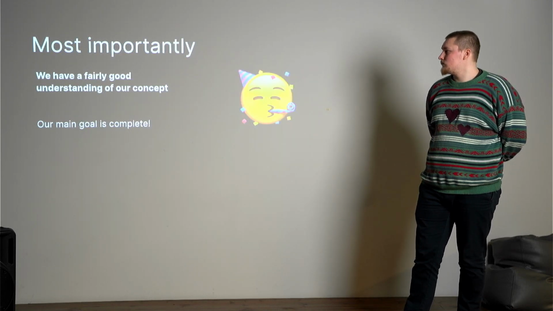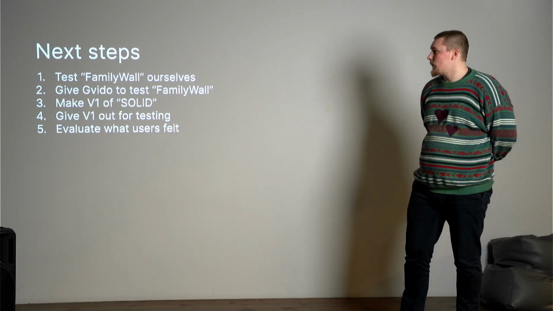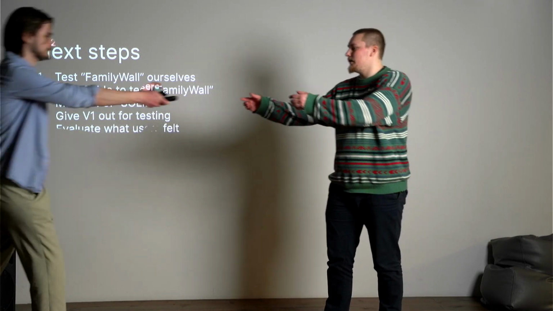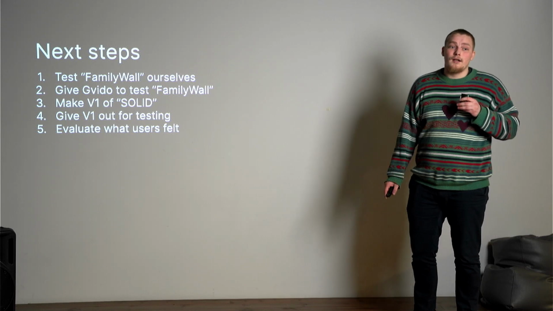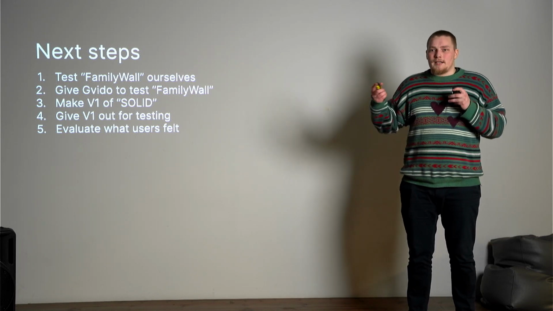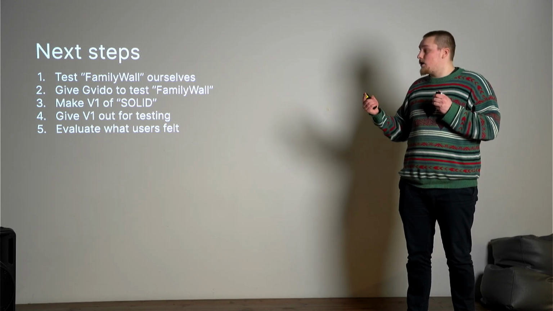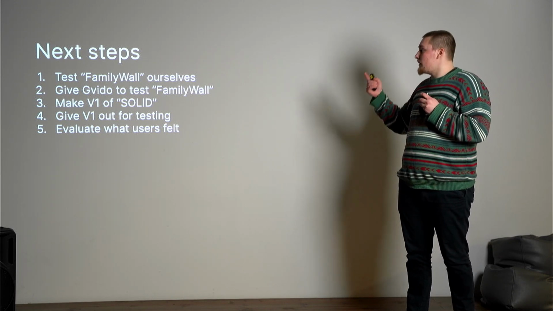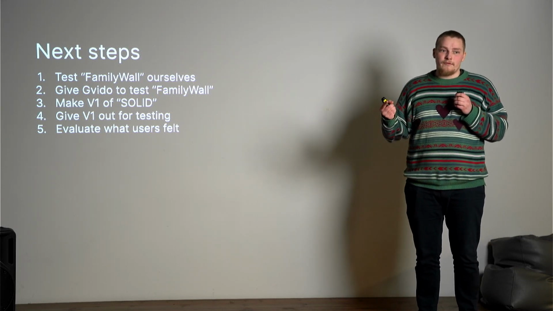And most importantly, we now have a fairly good understanding of our concept for our product, which was our main goal during this unit. And I'd say that we are fairly satisfied. So next steps. Lastly, our next steps with this project: in summary, it's like do just black box testing. But firstly, we ourselves have to test that Family Wall app in premium version.